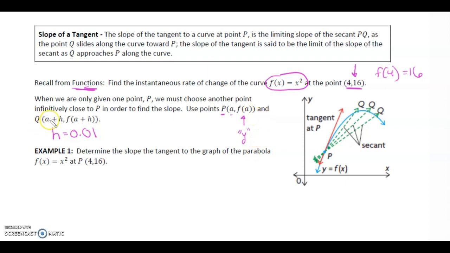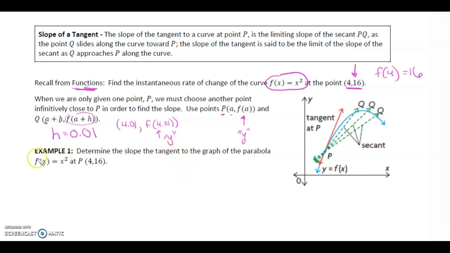Okay, and then Q, we would take whatever A is, so in this case 4 plus h. So in other words, it would be like 4.01, right? Very, very close to 4, but h units away, which is 0.01. And then we would find f at 4.01. So in other words, the y value.